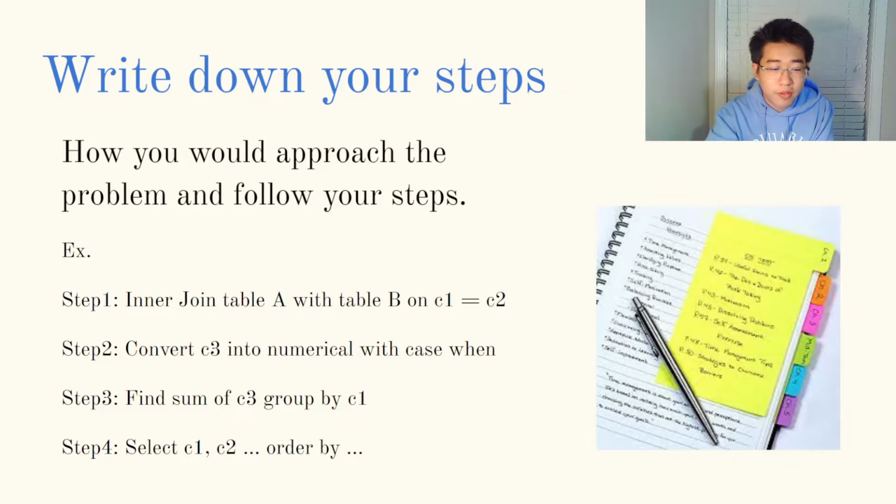And then for the final step, you say, okay, we want to select these columns that we have from this join table. And then we're going to order by a certain column or certain columns. So after you write these down, you can start writing the queries much easier, because you can literally just follow the steps. First, write the table, left join, on, done, and then you move forward to step 2.